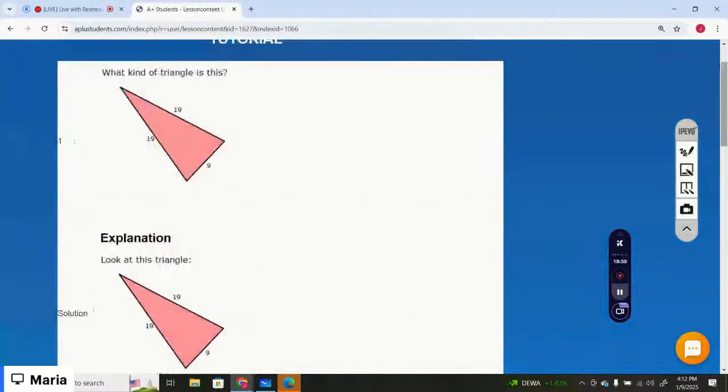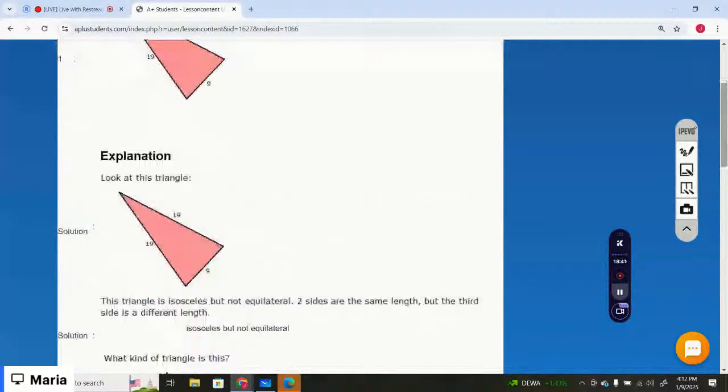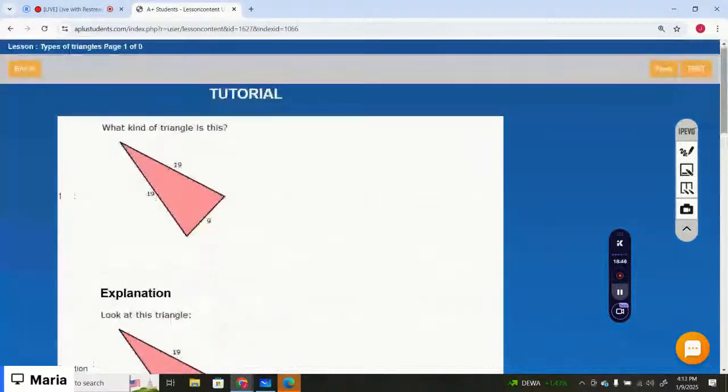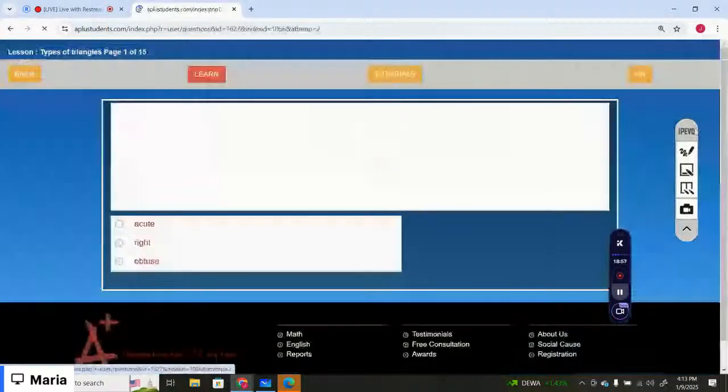Okay, what kind of triangle is it? That is the isosceles triangle, right? Because two of the sides of the triangle are exactly equal, so that is the isosceles triangle. Let's just start with the test questions.